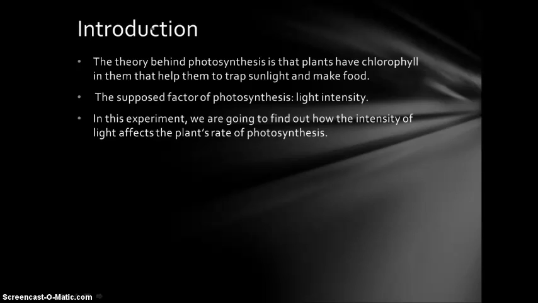Introduction. The theory behind photosynthesis is that plants have chlorophyll in them that help them to trap sunlight and make food. The supposed factor of photosynthesis is light intensity. In this experiment, we are going to find out how the intensity of light affects the plant's rate of photosynthesis.